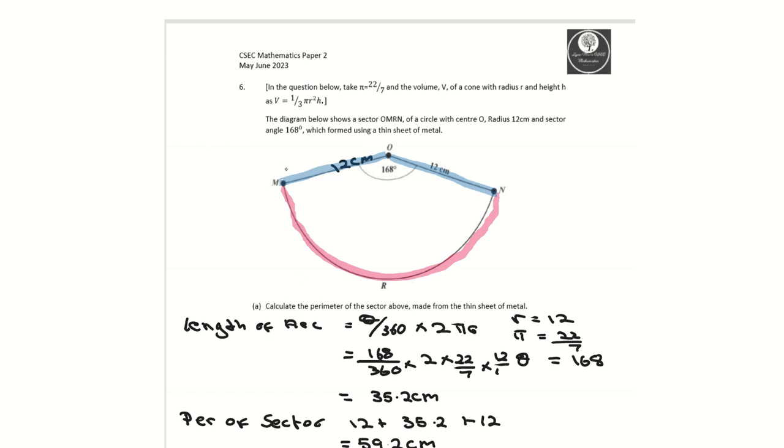So I know that my perimeter of your sector would be length of your arc plus the 2 radii. So my length of my arc is theta over 360 times the circumference of a circle, which is 2 pi r. When you do this, you're going to get 35.2 is the length of your arc. Then the perimeter of your sector would be 35.2 plus 12, which is 59.2. And that would be your perimeter of your sector.